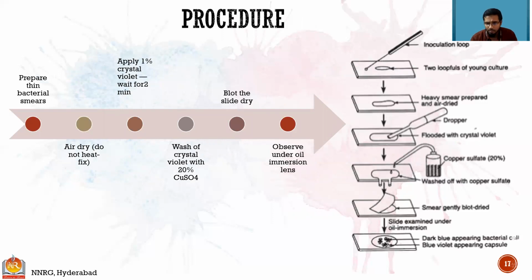First, inoculate the loop. Inoculation means addition of a loop of culture media onto the glass slide. Prepare a thin bacterial smear.